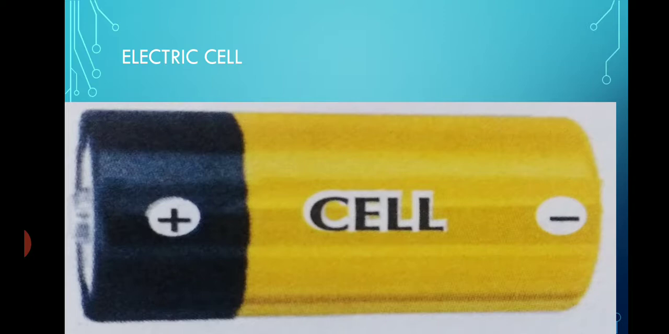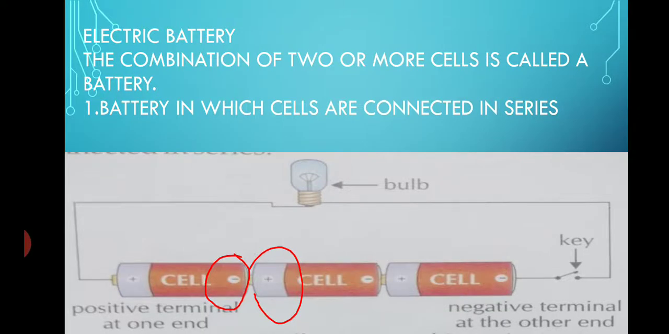Students, you are all familiar with this tiny device that is very helpful for us. It is an electric cell, a source of electric current to run a number of devices in everyday life like torch, TV remote, electric clock, etc. And it has two terminals. One is positive and one is negative. Electric battery.